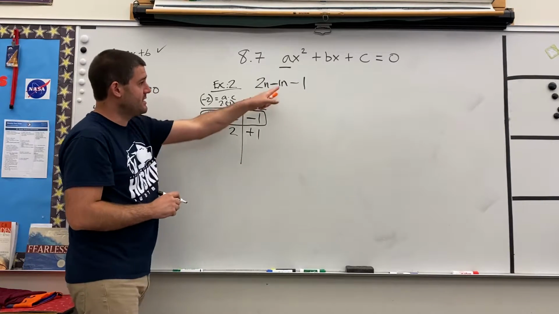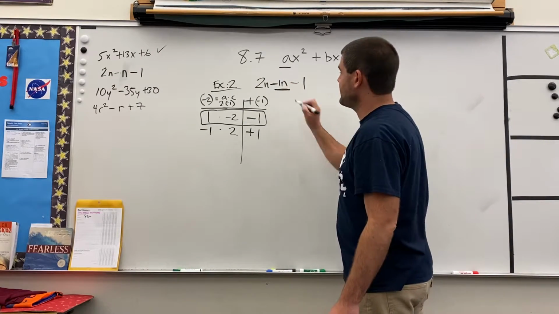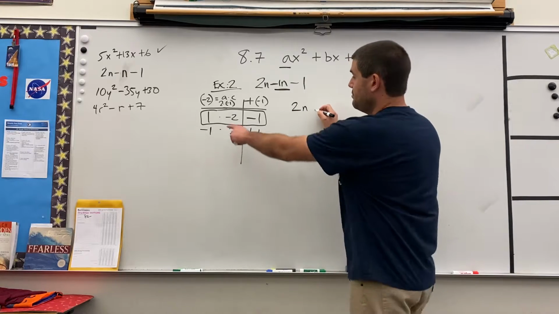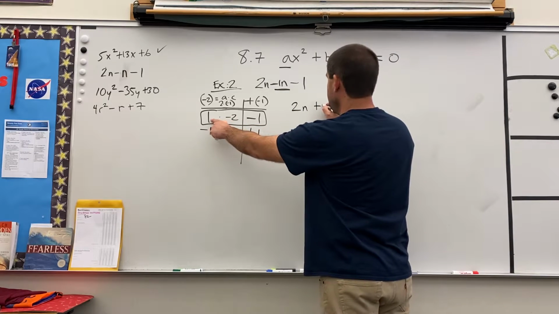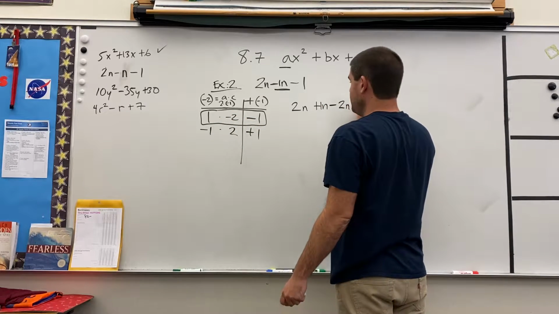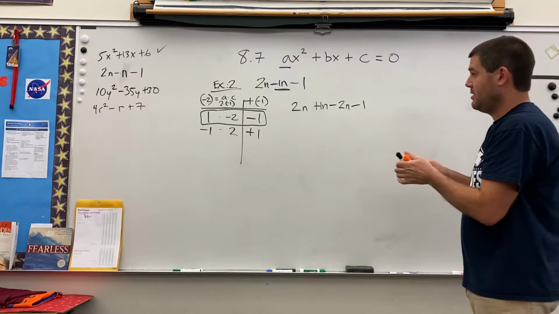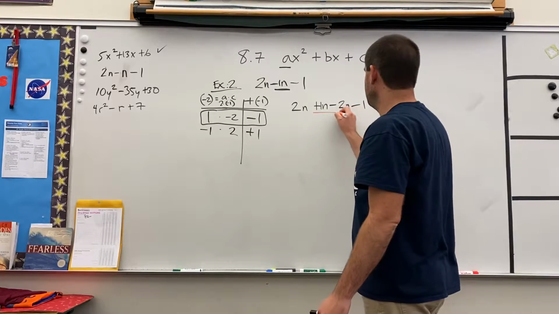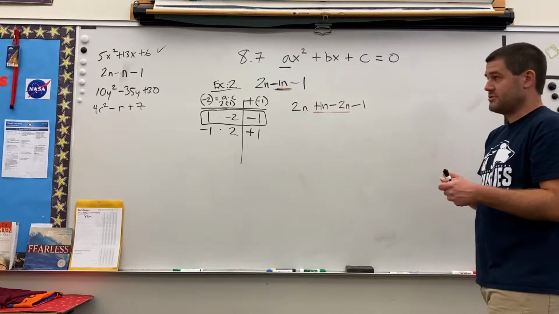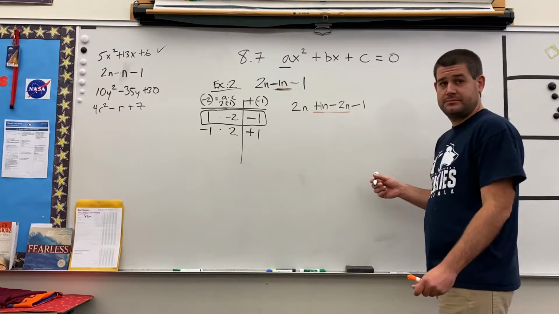Okay, now we're going to rewrite this with 4 terms. We're going to break this guy apart into 2 different terms. So 2n squared plus 1n, minus 2n, minus 1. All I'm doing with this part is rewriting it, making it look different, but it's really saying the same thing.